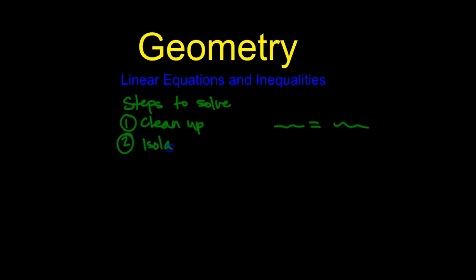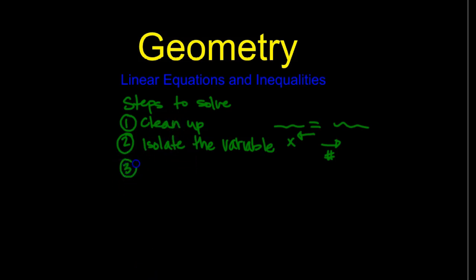Number two, we want to isolate the variable. All right, so isolating the variable means that we will get all of our variables or letters to one side, and I usually take them left. So variables to one side like x, and then numbers to the other side. All right, so we want to move letters to the left, numbers to the right. Now, you don't always have to do that. That's just something that I kind of like to do.